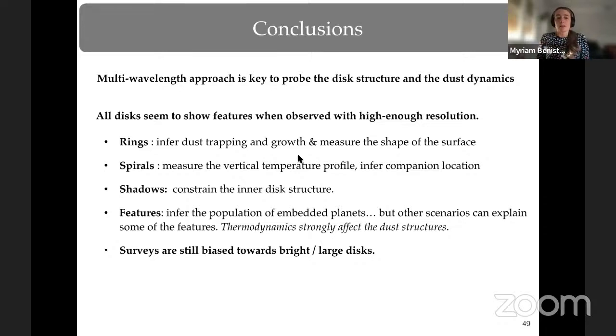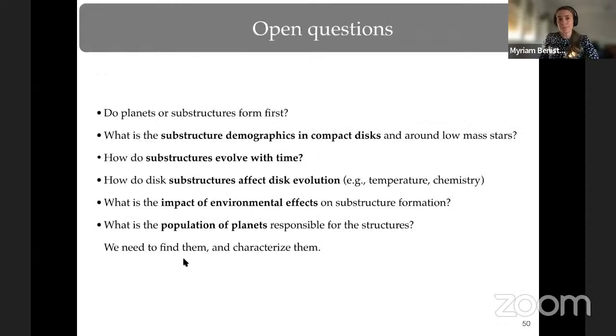You can use these substructures to infer the population of planets, but you have to keep in mind that if you use a model, this is very model dependent. And in general, one key thing to keep in mind is that the surveys are still very biased towards the bright and large disks. There are many open questions. For example, what are in general the substructure demographics in normal disks, in more compact disks? Do we have substructures that evolve with time, and how do they affect the disk evolution? And how does the environment in which the disk is evolving play a role, and what is the population of planets that is creating these substructures?